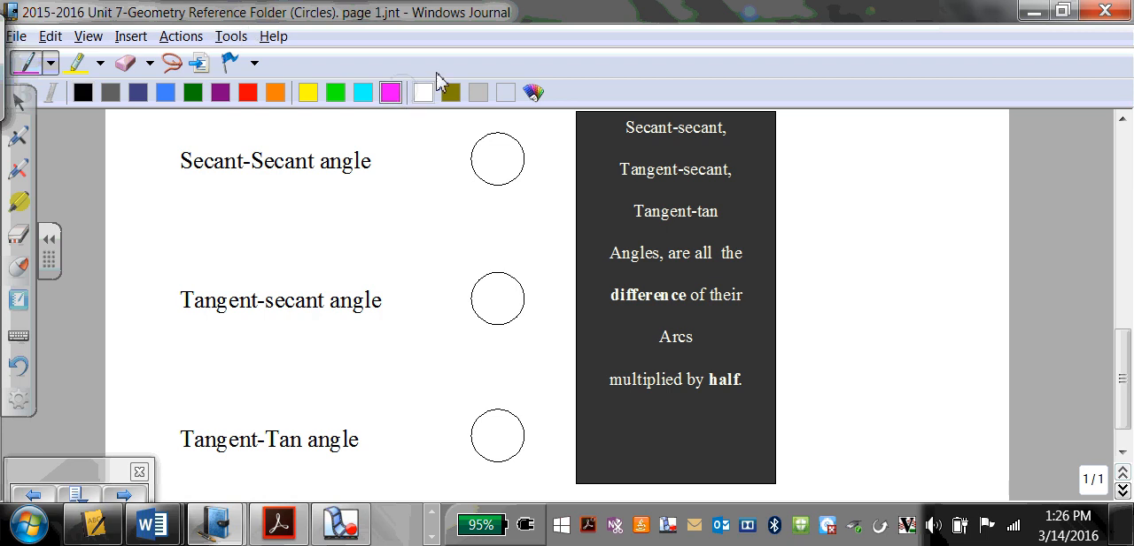For these three, I'm going to use the same colors. For secant, I'm going to use a pink. For tangent, I'm going to use a purple. Ready, secant. I'd like you to draw here, out, out, out. Same position, same equation, because all three of these have the exact same equation. Why? The vertex is in the exact same position, which is out of the circle.